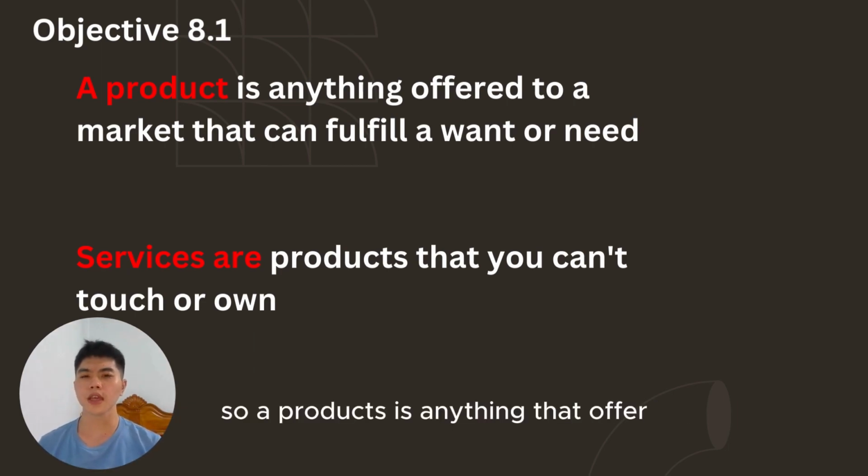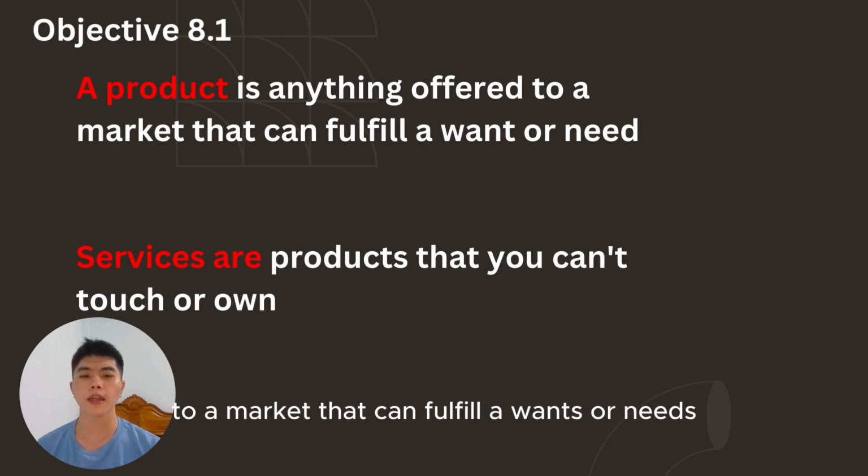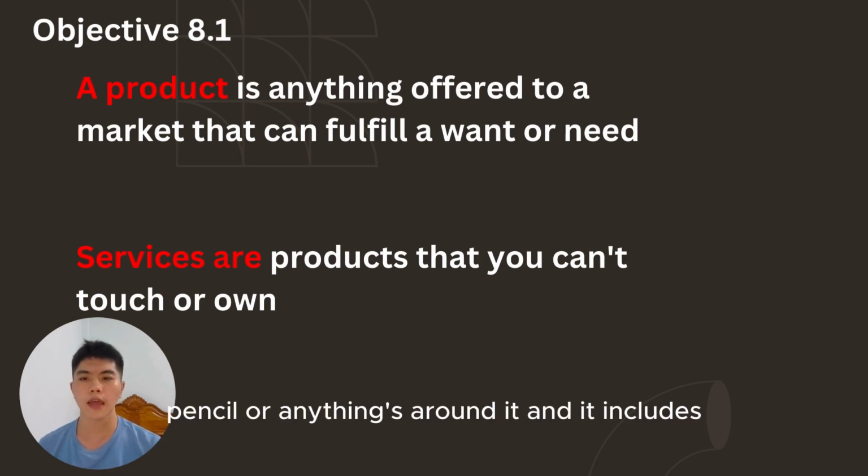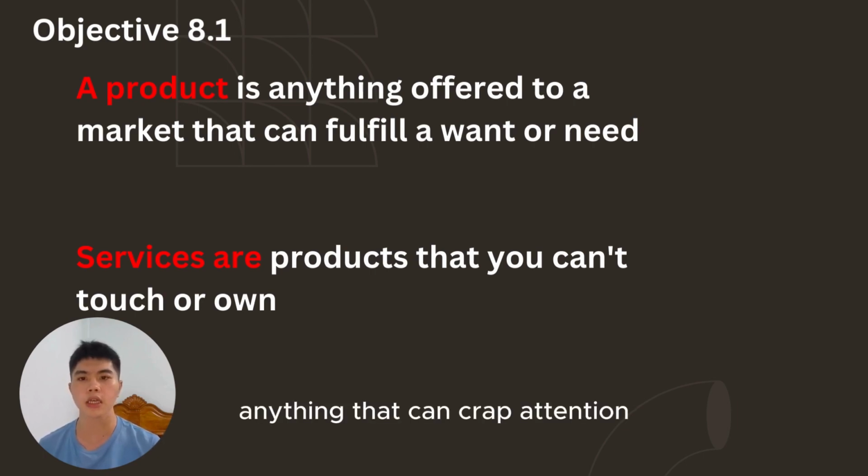A product is anything offered to a market that can fulfill a want or need, and it goes beyond physical items like cars or phones or pencils or anything around us. It includes anything that can grab attention, be acquired, used, or consumed.